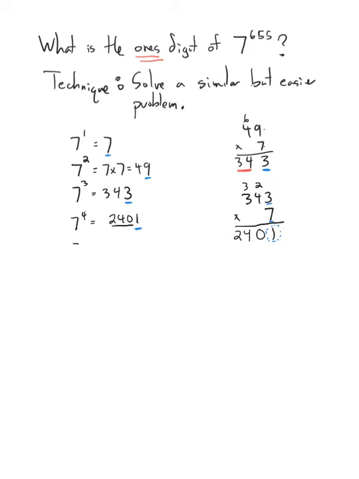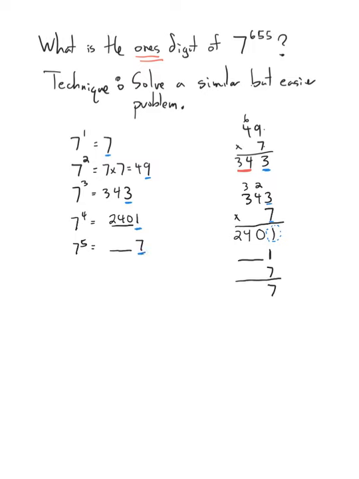So if we wanted to find 7 to the 5, we can think of it as 2401, but really all we care about is that ones digit times 7. 1 times 7 is 7. And if we do 7 times a tens digit, it's not going to affect what the ones digit is. So we don't care about anything else. So we get that this is a 7.